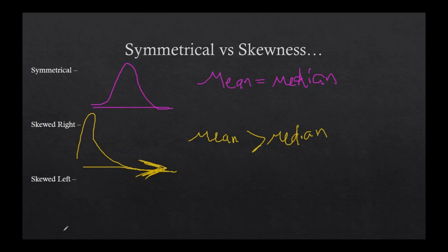And then the last one, skewed left. Well, if we have a huge bump over here and it tails to the left, see how this is pointing to the left? The tail goes to the left. So that means the mean is less than the median.